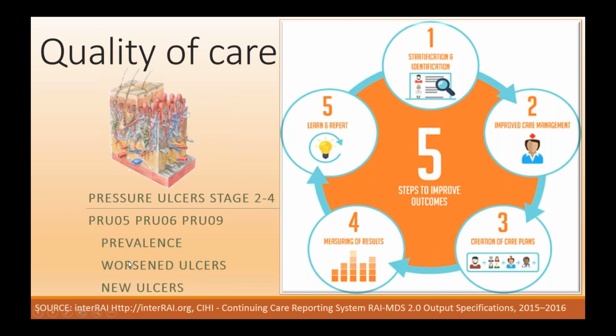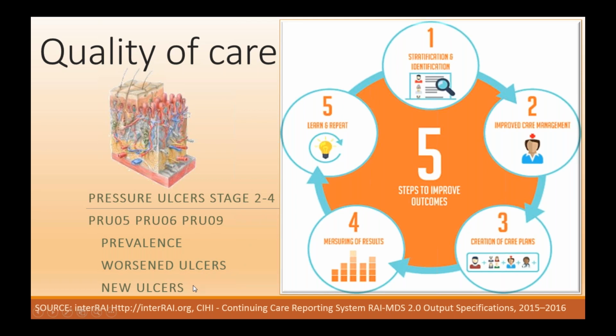We're also looking at worsened ulcers. That is, if you have an ulcer and a worsened stage 2 to 4, always keep that 2 to 4 part in mind. So if you had a stage 0 or stage 1 on the prior assessment, and now you have a 2, 3, or a 4, then it's a worsened stage 2 or higher ulcer.